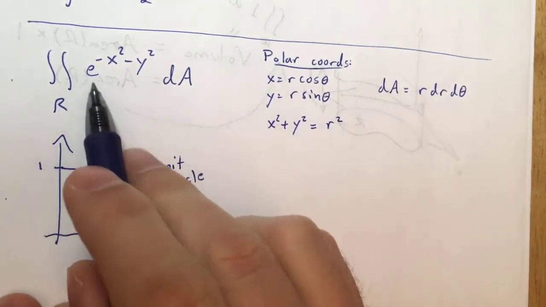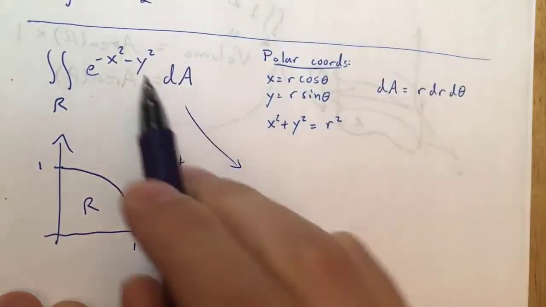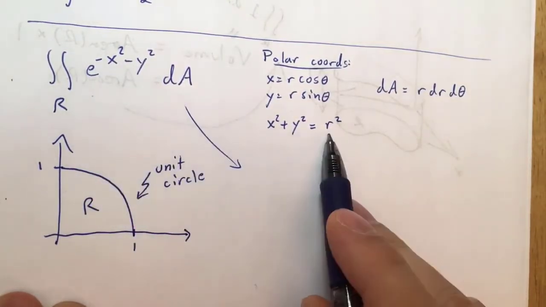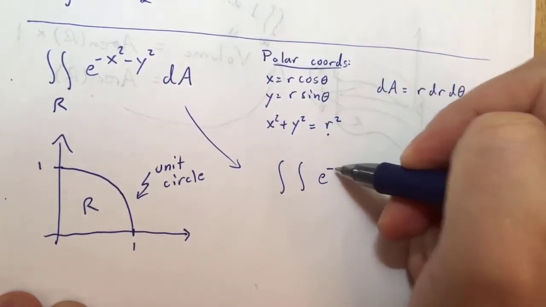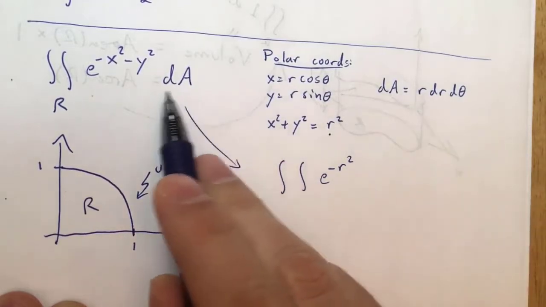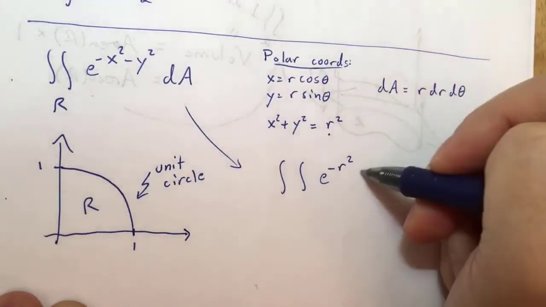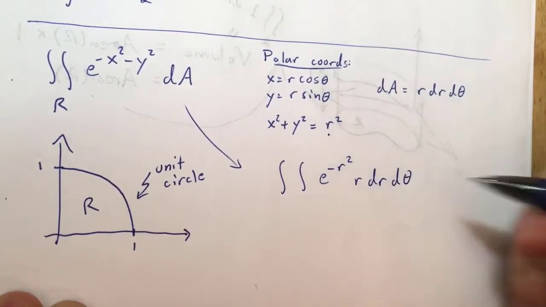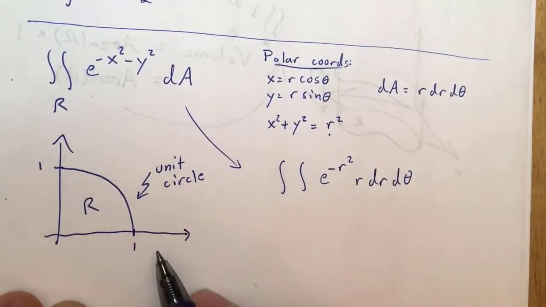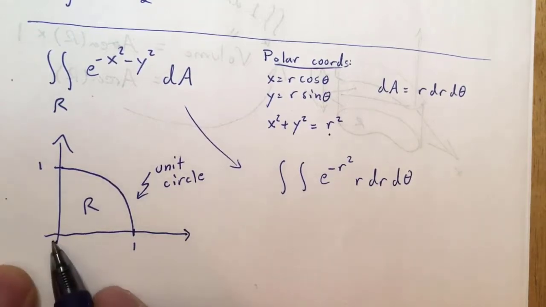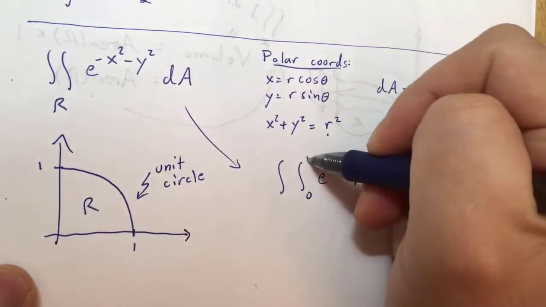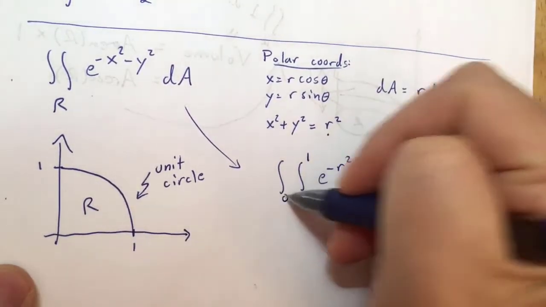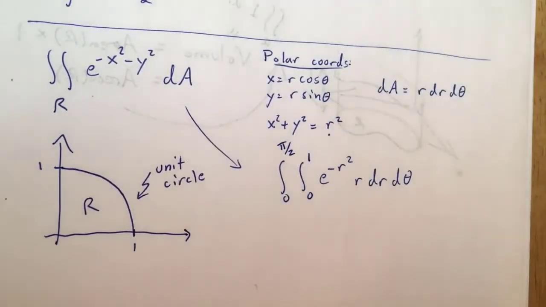Okay, so if I want to transform this integral into polar coordinates, what I'll do is I'll replace the minus x squared minus y squared. Well, that's the same thing as minus r squared. So this becomes e to the minus r squared. And dA becomes r dr d theta. And then the bounds of our integral we can even figure out. R ranges from 0 to 1, right? If I go from 0 all the way out to 1 is when I hit the end of the unit circle. So r goes from 0 to 1, and theta goes from 0 to pi over 2. And so that specifies this integral in polar coordinates.